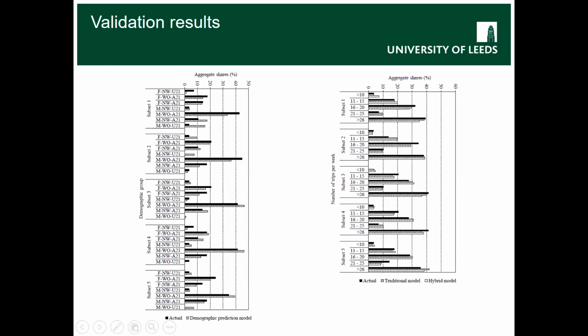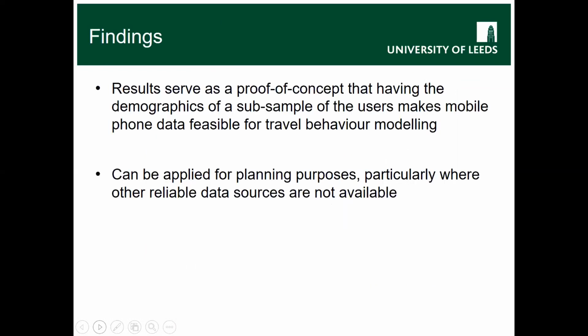And we also compared the improvements in the trip generation model, what we got from the observed demographics versus what we got from the predicted demographics in the sample where we knew the demographics. And we saw that there it was quite a similar performance between the two data sets as well. So it was quite a small subsample, but the results served as a proof of concept that having the demographic features of a subsample of the users can be used for actually making these probabilistic predictions about the demographic groups, which can be used for travel behavior models.